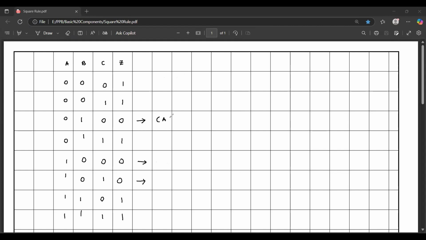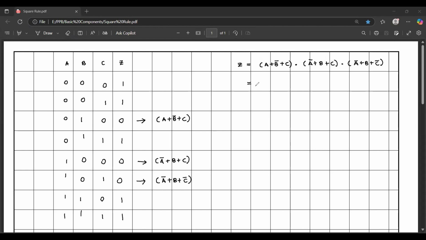So that will give us A plus B bar plus C. And here we have A bar plus B plus C. And finally we have A bar plus B plus C bar. Okay, so Z can be given as A plus B bar plus C into A bar plus B plus C into A bar plus B plus C bar.